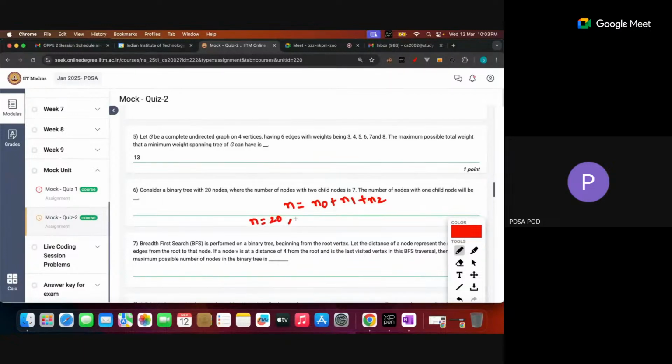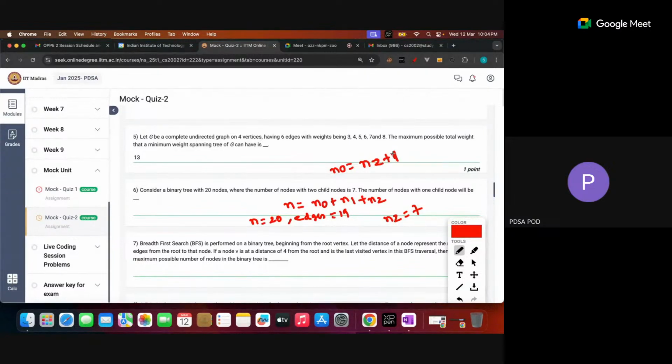Whenever n is 20, the edges are going to be 19 because it's a binary tree. So in this, they have already given the n2 value. The n2 value is already given, 7. Now there is a constant formula to find out n0: n0 equals n2 plus 1. This is the constant for finding the number of leaves in a binary tree.